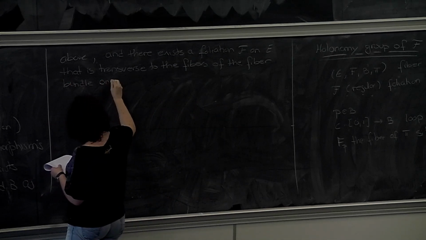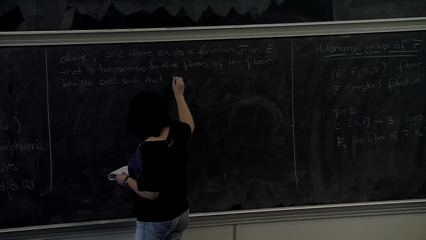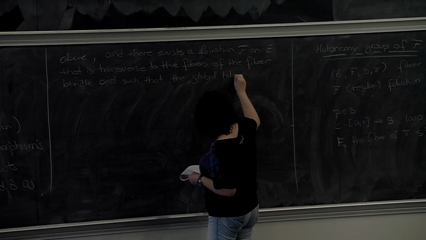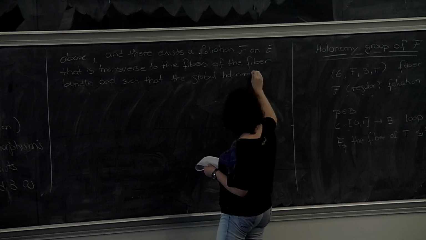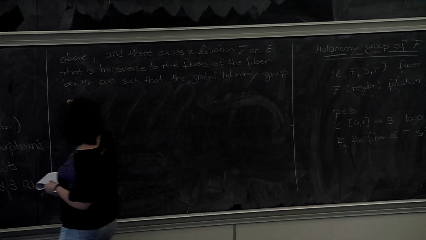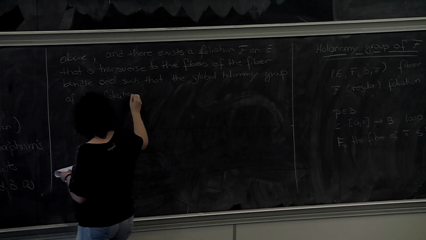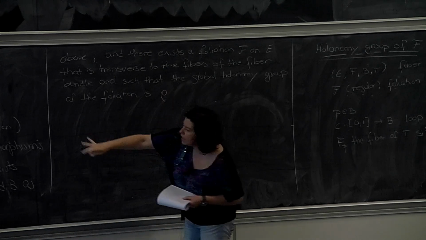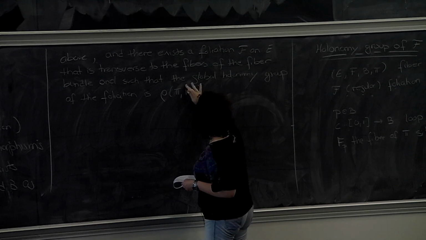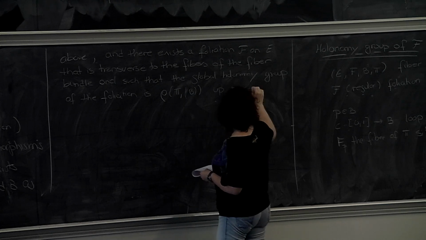And such that the global holonomy group of the foliation is the image by Rho of P1 of B up to conjugation.